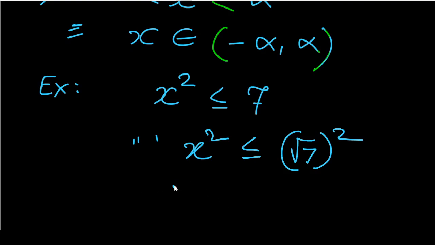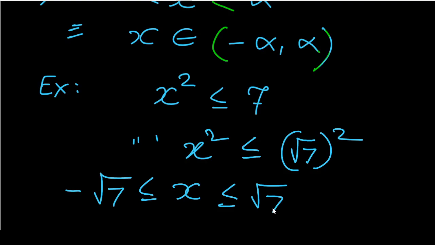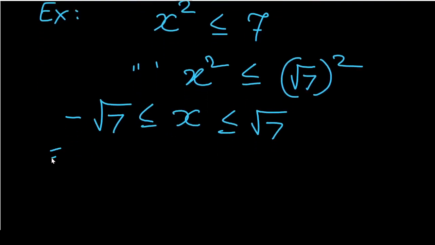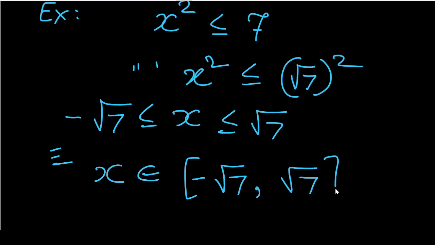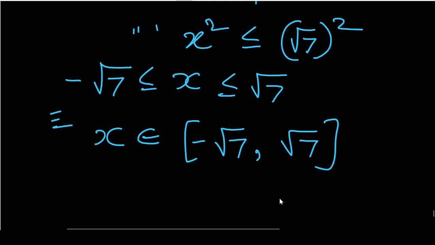Now in the next step, using the formula that we derived, we can write it as minus root 7 to plus root 7, or equivalently x belongs to minus root 7 to plus root 7, guys.